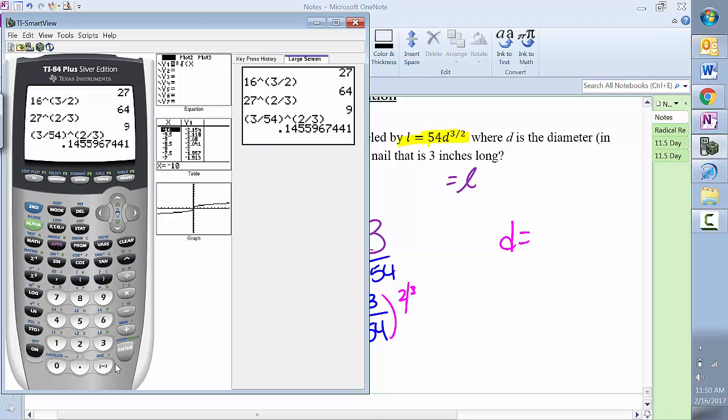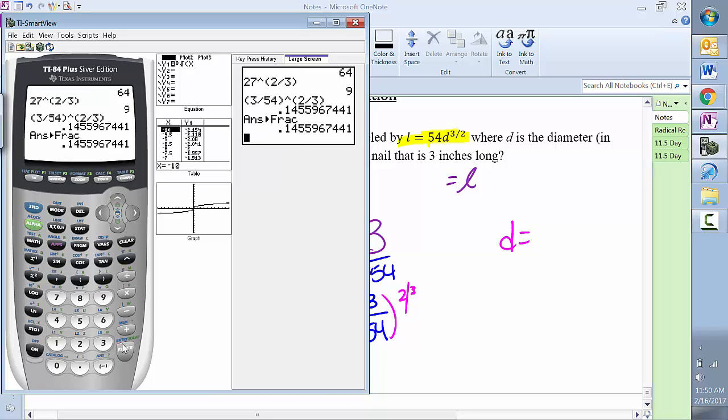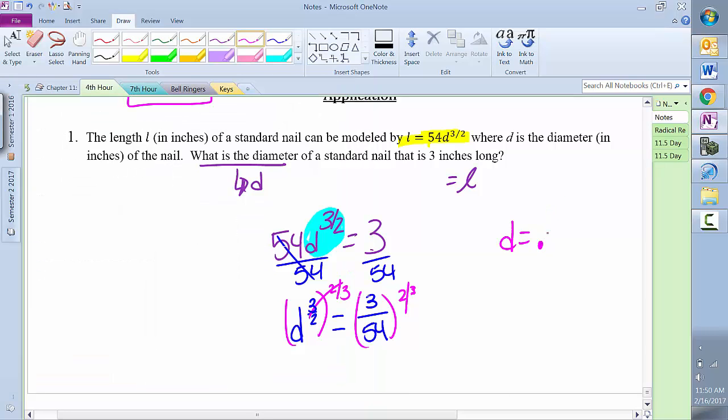The SAT will take either the fraction or the decimal when it's a gridded response, and we will talk about that more after next week. But for the sake of this, we're just going to go ahead. Now let's press math, enter, enter. Oh, looks like it can't be converted to a fraction, so we're just going to write it out. 0.146. That is your diameter.